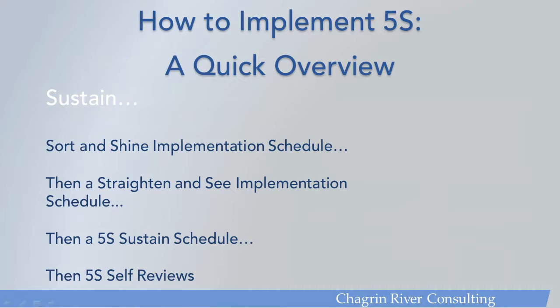Our sustain step is going to have these elements. First, we're going to have a sort and shine implementation schedule. Then we'll have a straighten and see implementation schedule. Then we'll have a sustain schedule, a 5S sustain schedule, and 5S self-reviews. We'll go into detail as to what each of these is and what role each plays in the overall implementation in our series. So more is to come on that.